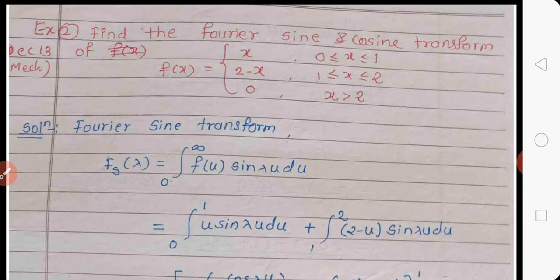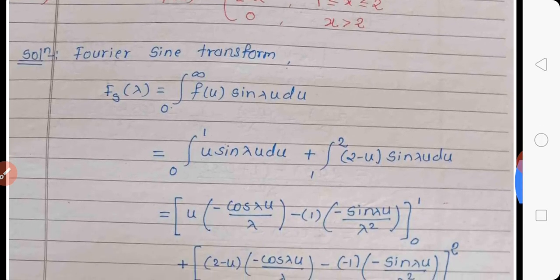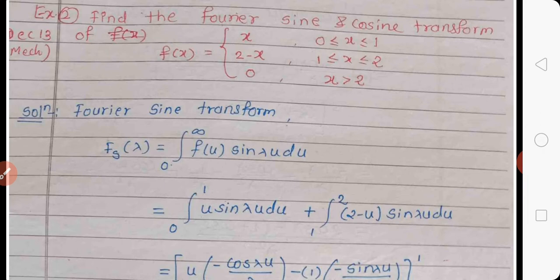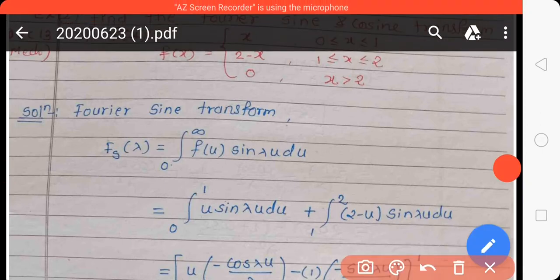We see how to find the Fourier sine transform. Here we find the Fourier sine transform. For this we use the formula of the Fourier sine transform.